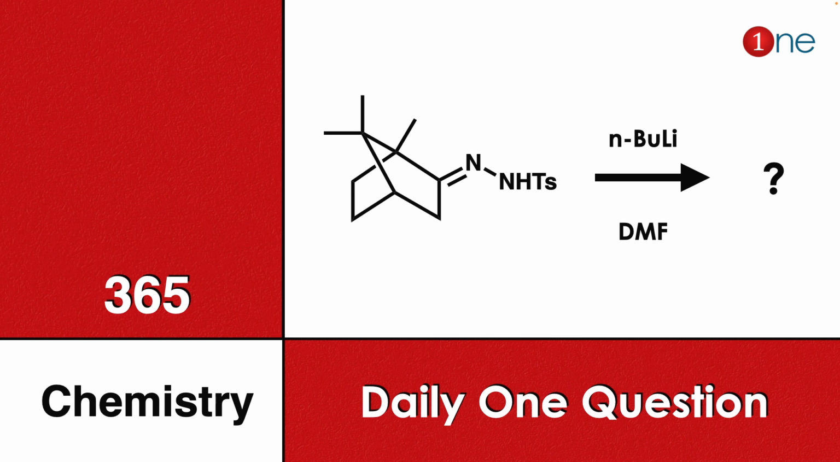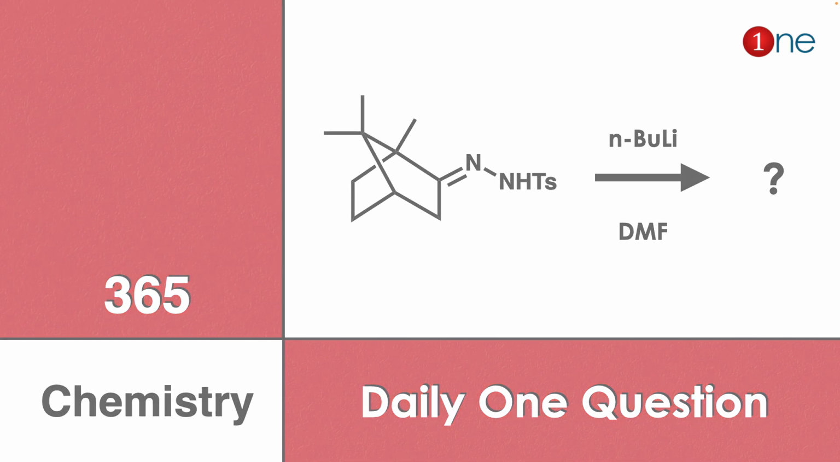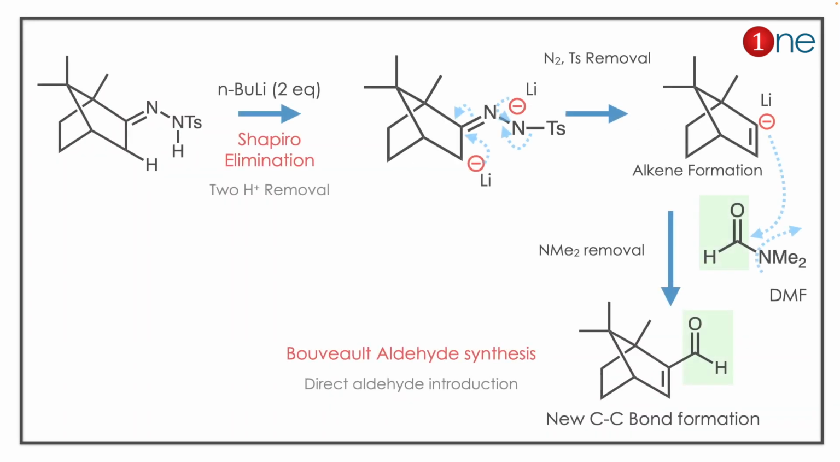Here you have a normal L system and you have hydrogen in the side chain, which is with tosylate, and you are using butyl lithium. You have to guess what will be the final product. The answer lies in the important naming reaction which is Shapiro elimination.